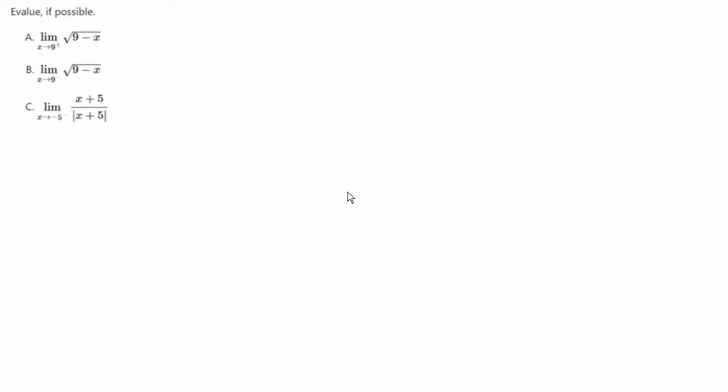Evaluate if possible. In A, we have the limit as x tends to 9 from the right-hand side, from above, of square root of 9 minus x. The first thing we want to do here is determine the domain of this function. The radicand 9 minus x has to be greater than or equal to 0. So we want to rearrange to isolate x. We subtract 9 from both sides, multiply both sides by -1, and reverse the inequality. So that's our domain. x has to be less than or equal to 9.